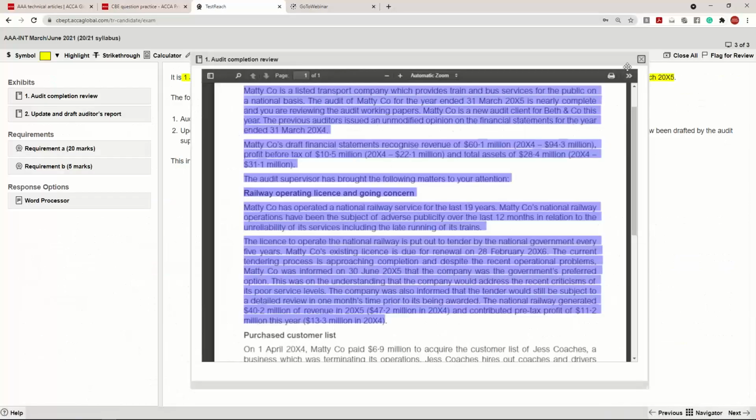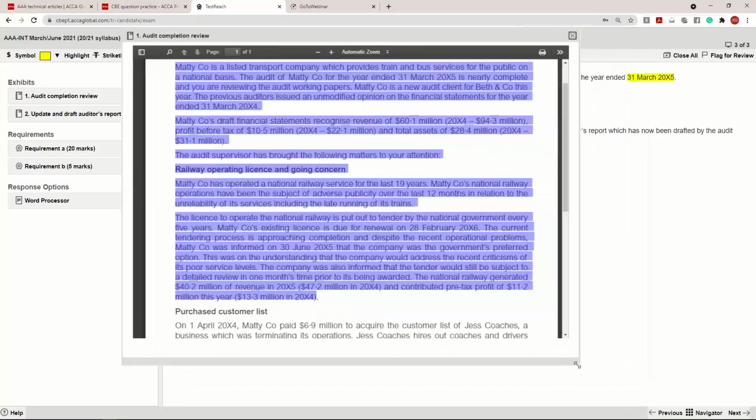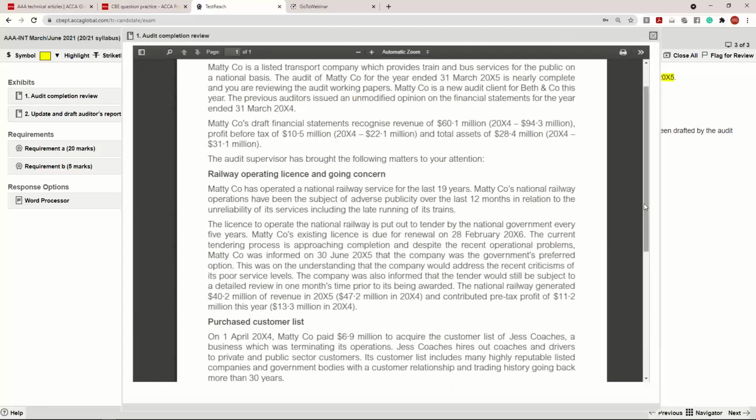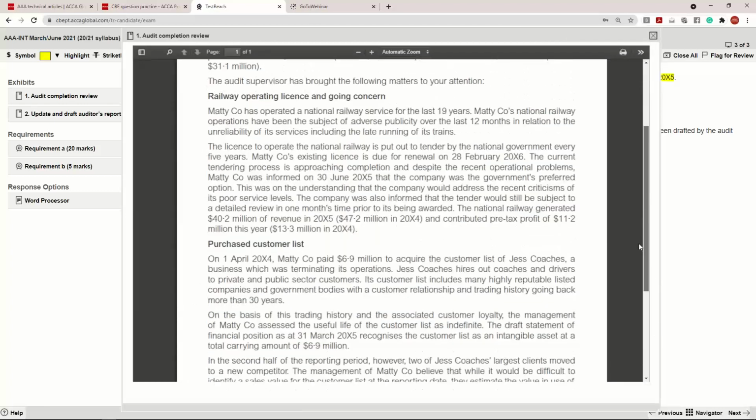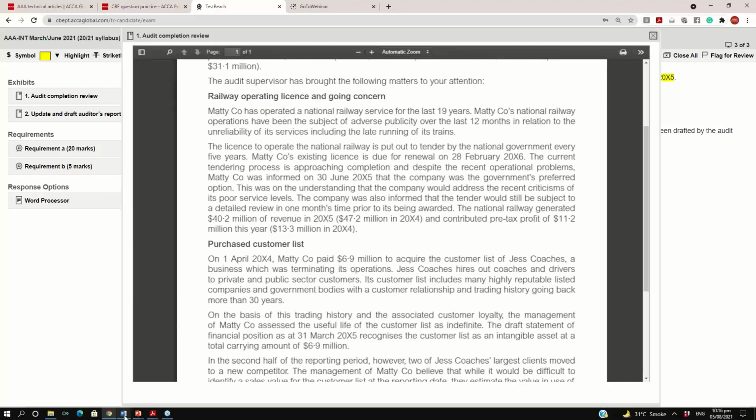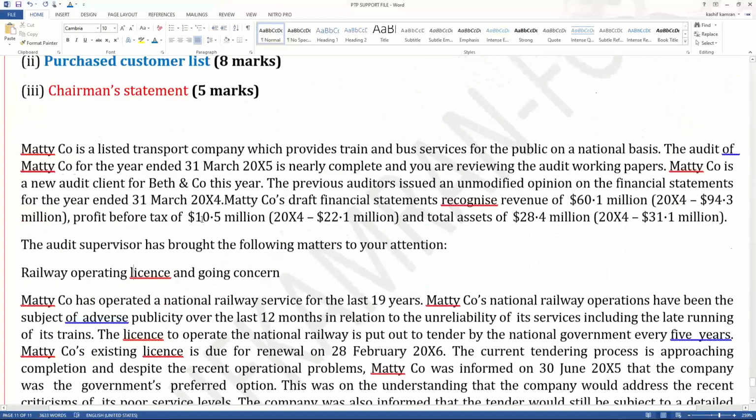You can see over here, I opened up the exhibit 1, and from the exhibit 1, I copied the information up to the railway operating license and going concern. Now I'm going back to my Word file, so I don't need to switch back and forth again. I'm reading from here.